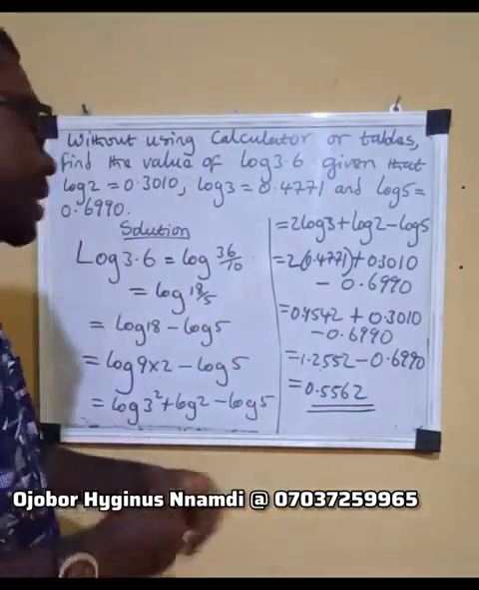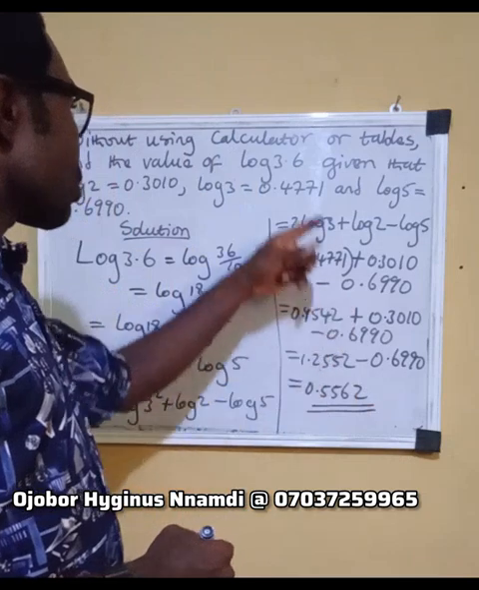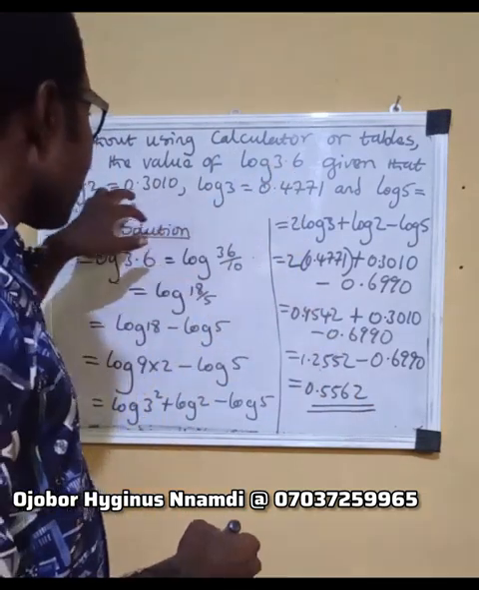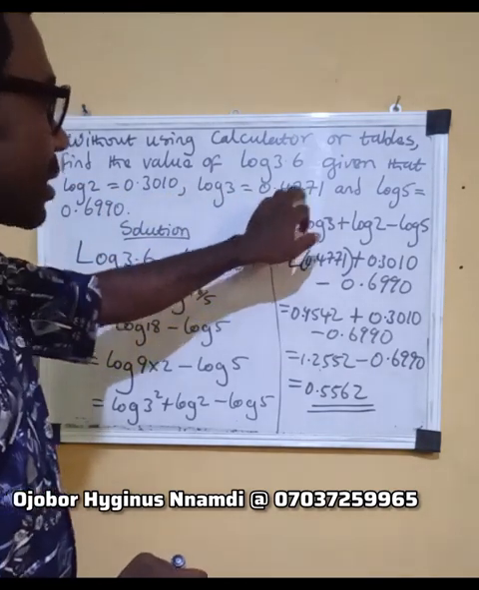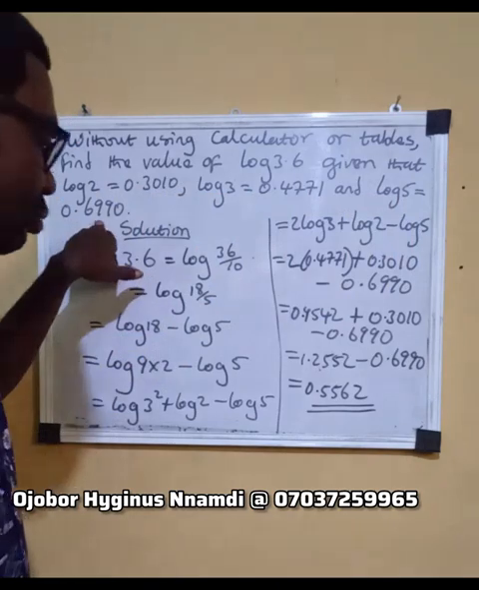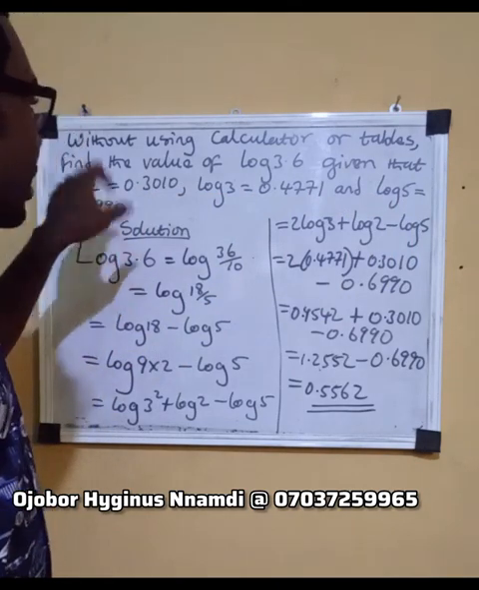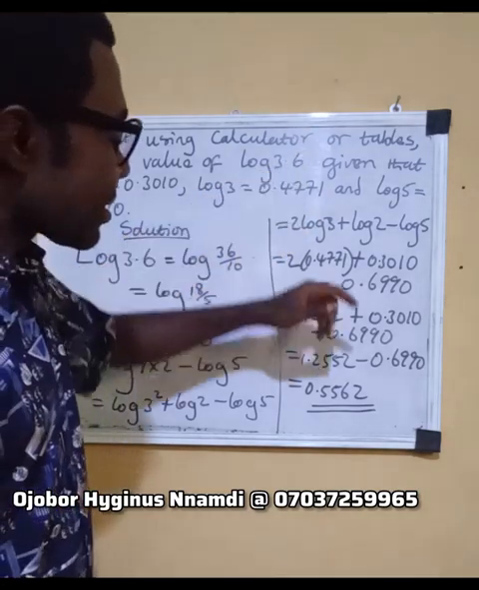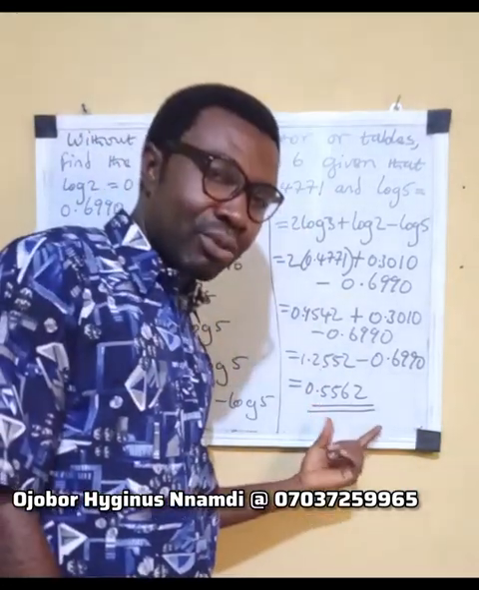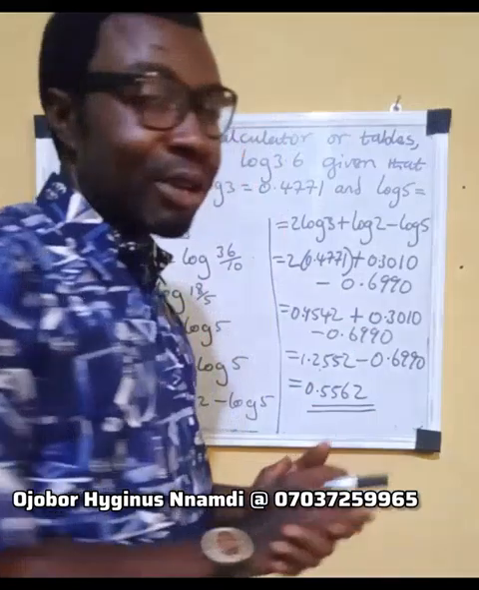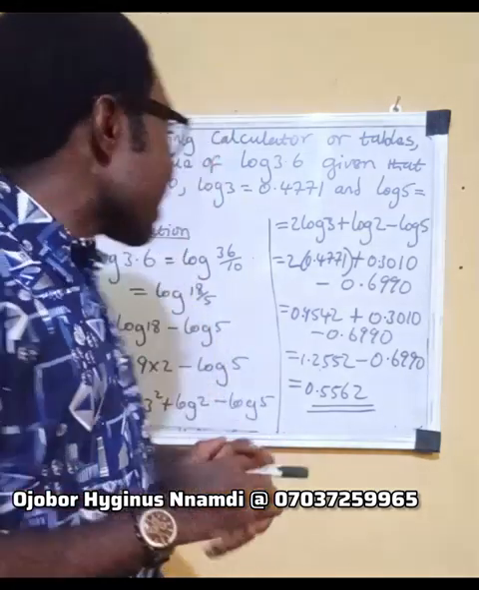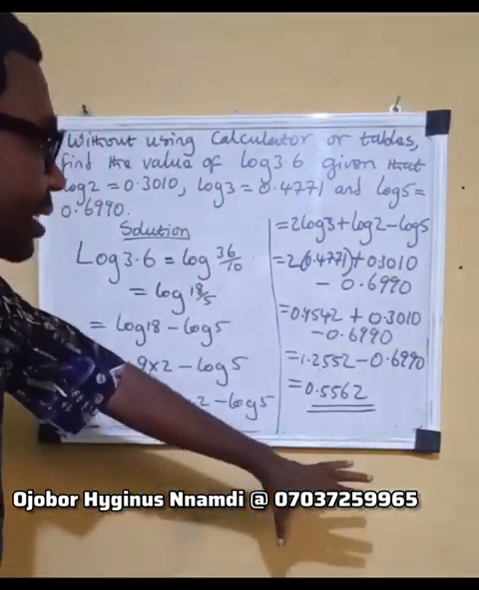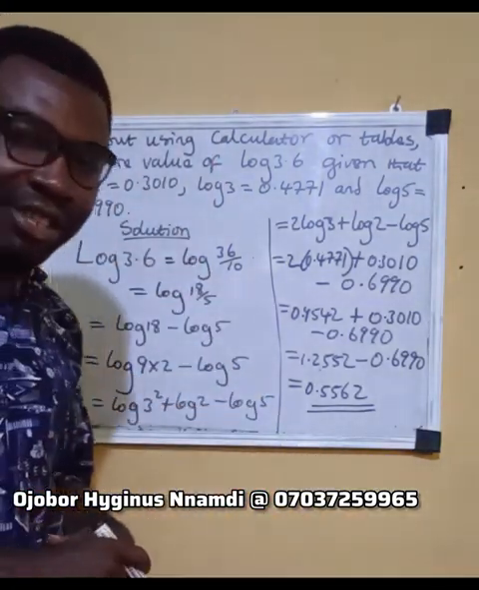You can verify this by going to your calculator to find the logarithm of 3.6, which of course is in base 10. Log 2 in base 10 is actually this, log 3 in base 10 is actually this, and log 5 in base 10 is actually 0.6990. Therefore, log 3.6 in base 10 should give us 0.5562. You can verify that using your calculator or your table. But remember, you are asked not to use calculator or table to solve. That is why you must solve it in this process so that you can get it right. See you in our next class.